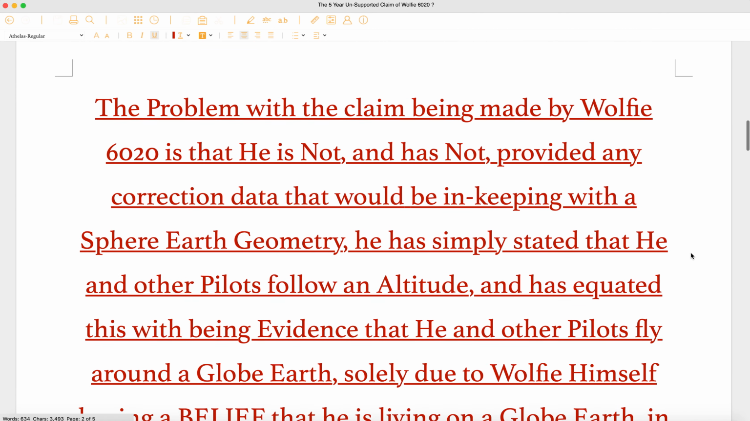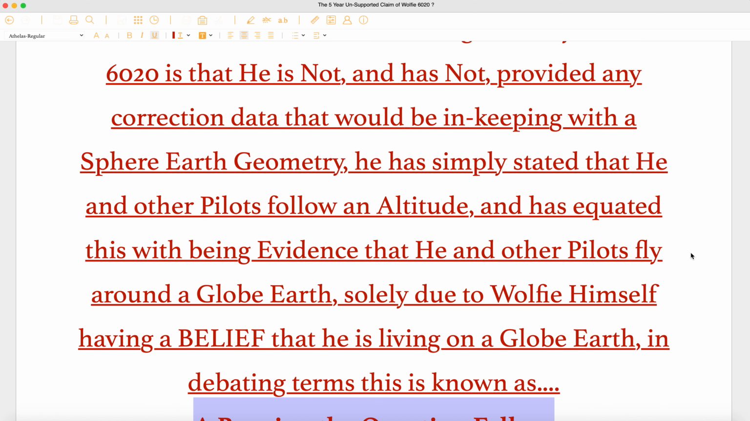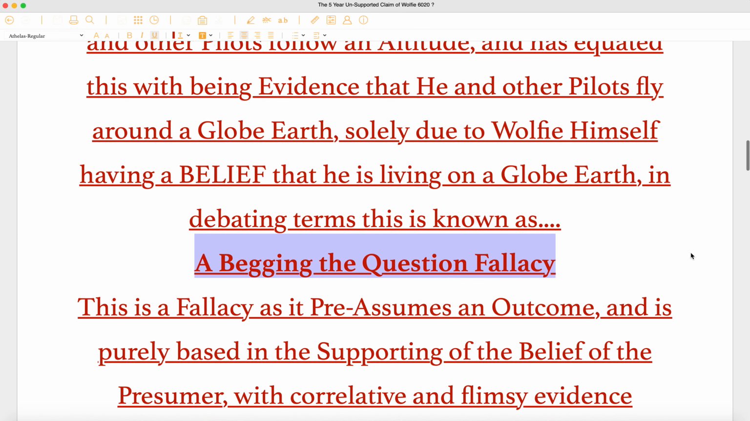The problem with the claim being made by Wolfie 6020 is that he is not and has not provided any correction data that would be in keeping with a sphere Earth geometry. He has simply stated that he and other pilots follow an altitude and has equated this with being evidence that he and other pilots fly around the globe Earth, solely due to Wolfie himself having a belief that he is living on a globe Earth. In debating terms, this is known as a begging the question fallacy.